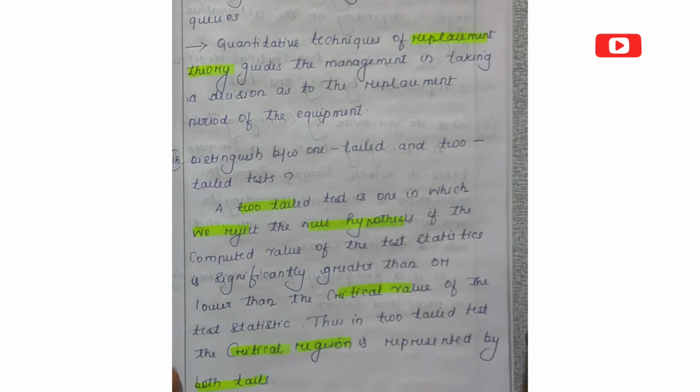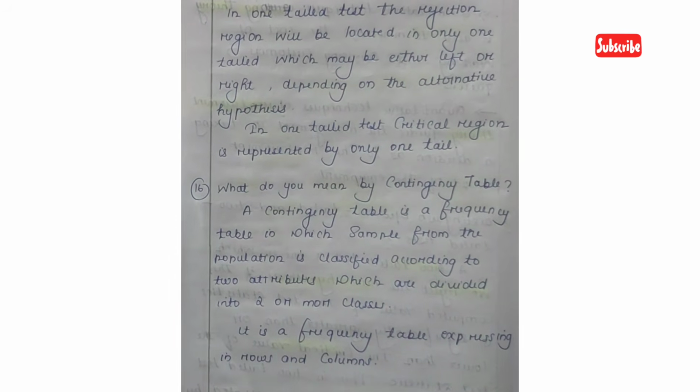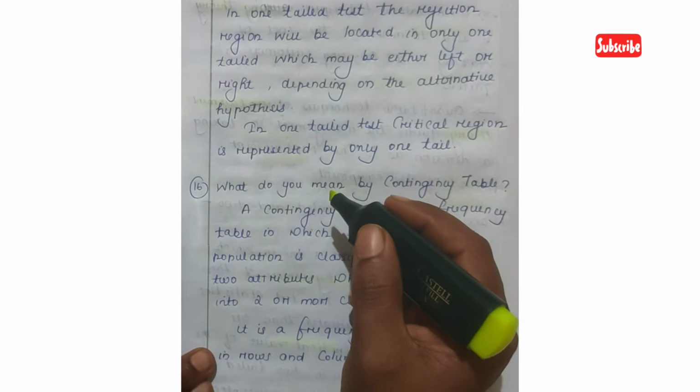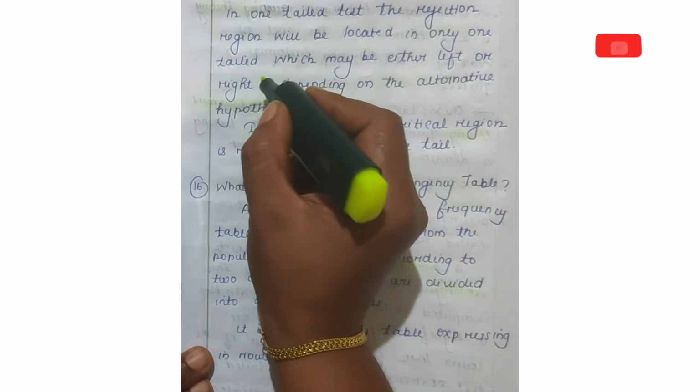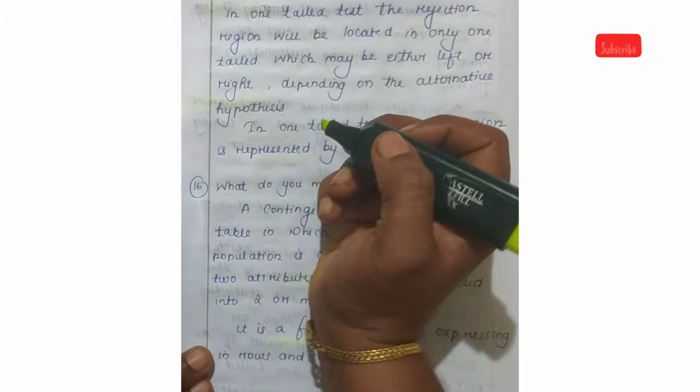In one-tailed test, the rejection region will be located in only one tail, which may be either left or right, depending on the alternative hypothesis.